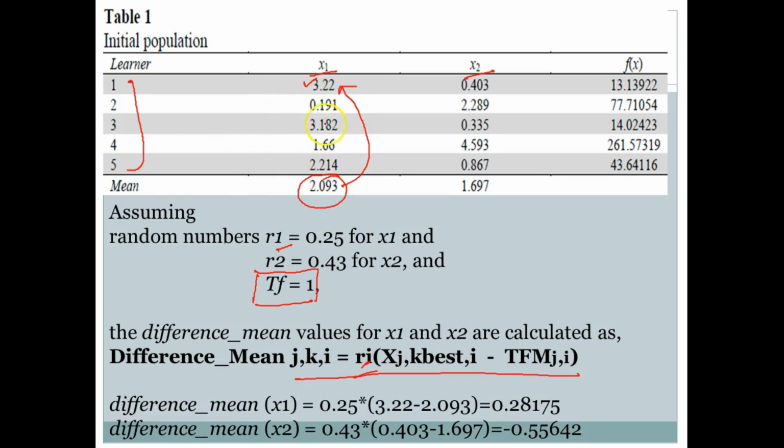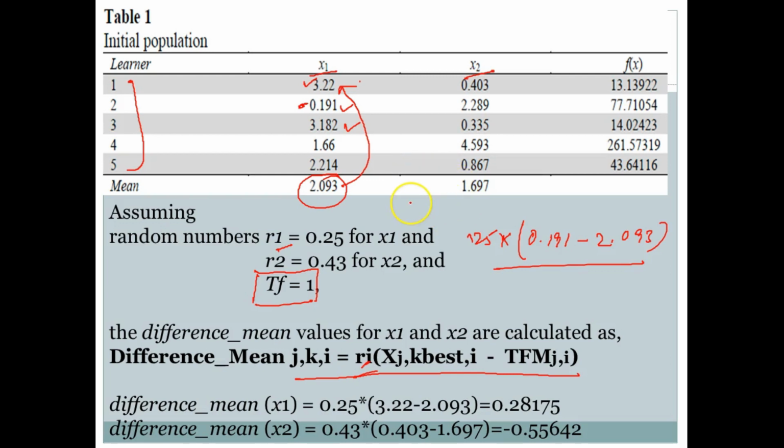Similarly, we can again do this for the second student. For learner 2, we can write 0.25 times (0.191 minus 2.093). We calculate this, and this will be the new value for learner 2 in subject 1. Similarly, we will find the new value for learner 3 in subject 1. Similarly, we have to find the values for all the learners in subject 1 and subject 2.